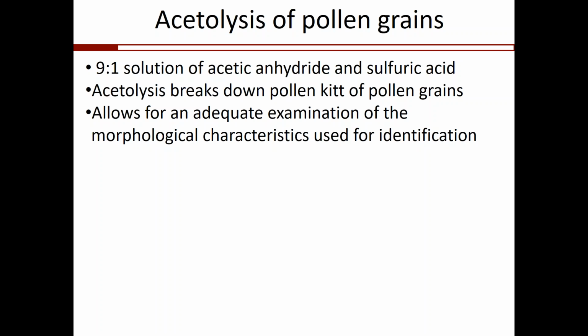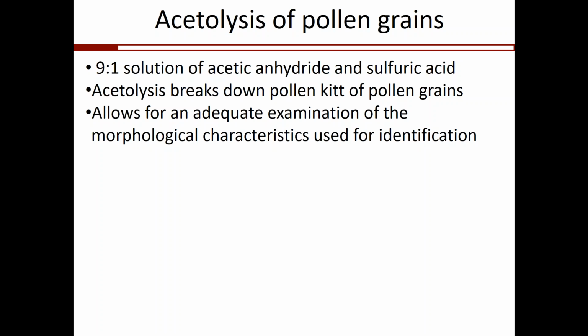So this is a 9 to 1 solution of acetic anhydride and sulfuric acid. So it's a very strong acid that's used to break down the pollenkitt of the pollen grains. So the pollenkitt is essentially the armor of a pollen grain. So for plants to reproduce, they use pollen. They have to move it from one plant to another, one flower to another flower. And during that time, they're going to be exposed to the environment. So they have this pollenkitt or this armor to help protect the pollen's cytoplasm from the environment and from degrading out there. And so we use this very strong acid to remove that.